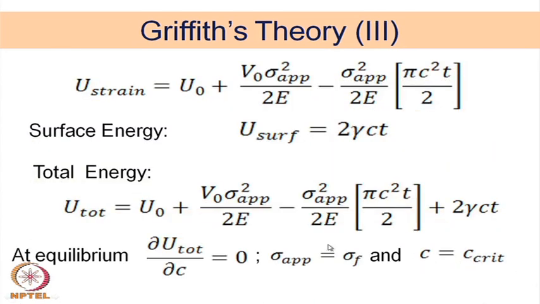Coming back to the earlier page, when the differential is 0, that is at the maximum of the energy curve, sigma applied becomes sigma fracture and C becomes C critical. That means this is the minimum crack which is needed, which will automatically expand or propagate without any further application of the external field.